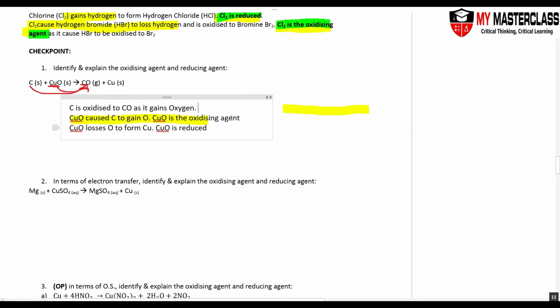And then we have another explanation. Carbon caused CuO to lose oxygen. So carbon is the reducing agent. It caused CuO to be reduced, to lose oxygen.